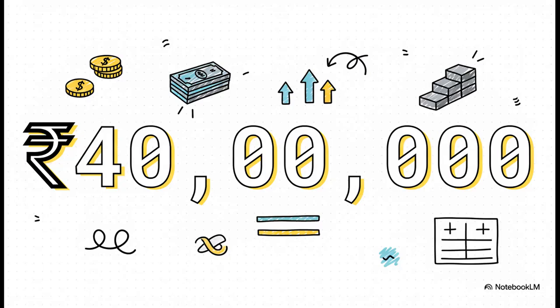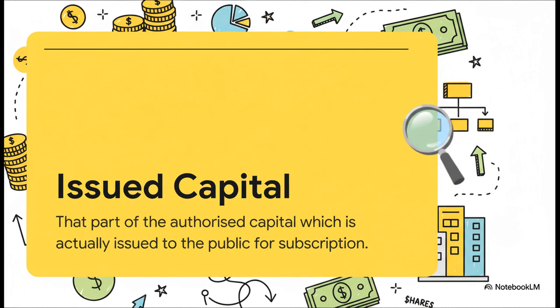And to put a number on it, let's use the example from your book. See here? Sunrise Company Limited is authorized to raise a maximum of 40 lakh rupees. That's its registered capital. They cannot raise one single paisa more than this, unless they go through a whole legal process to change it.